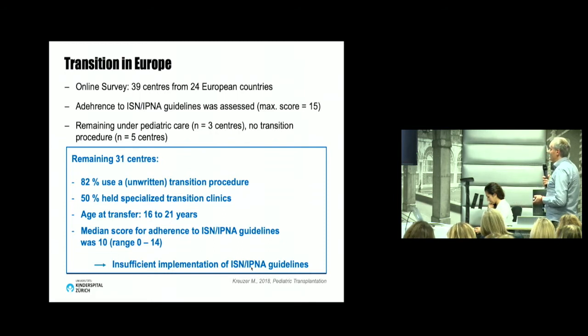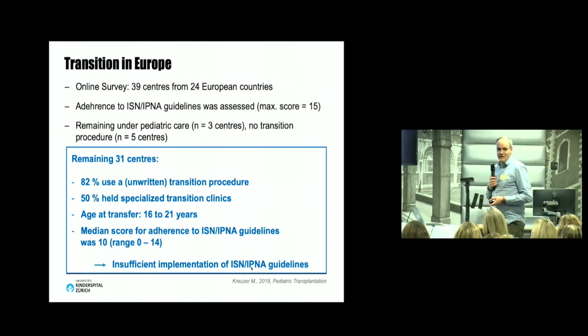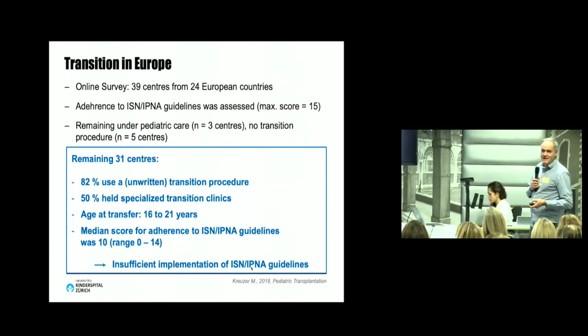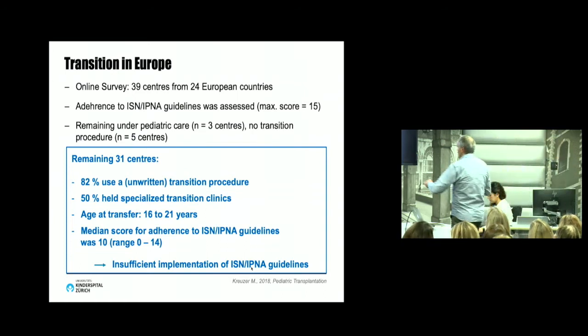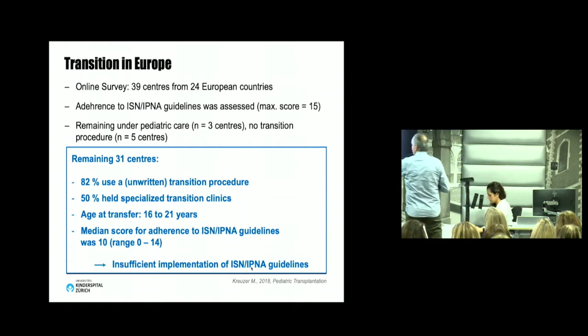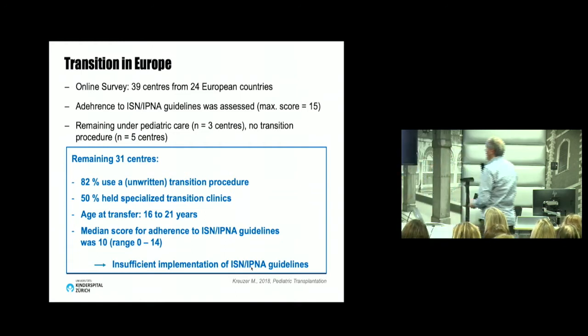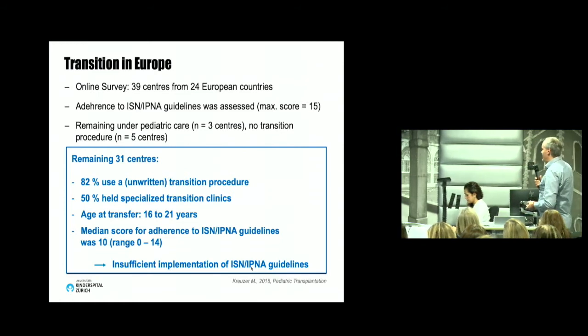What is the result? In 3 centers, it's also a solution, though I don't think it's good that patients should stay in the pediatric setting even when they are getting adults. In 5 centers there was no transition, and in the remaining centers they only got a median score for adherence. The maximum here was 15, and they reached a median score of 10, which is, I think, not that good.